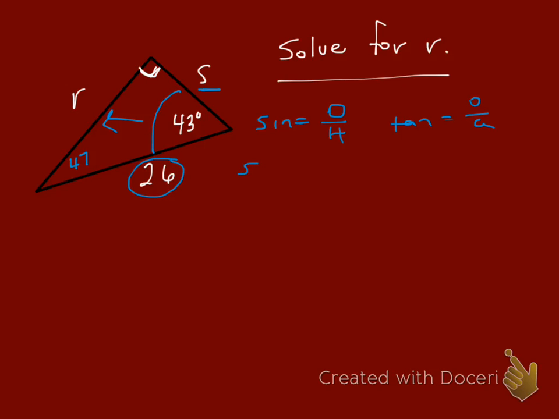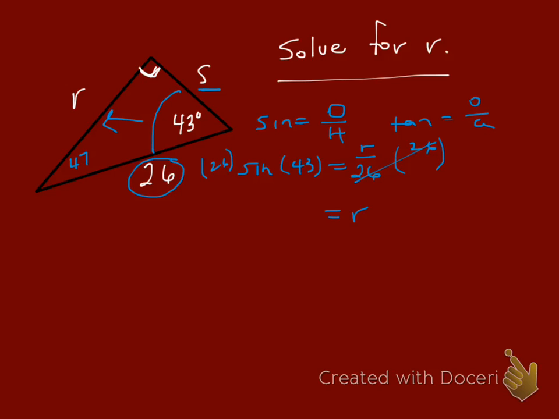So now I can say the sine of 43 is equal to R over 26. Okay, and I can work that out. I multiply both sides by 26. These are going to cancel. That's going to leave me with R, and then I have 26 times the sine of 43. I can plug that into my calculator as long as I use the correct numbers and everything.